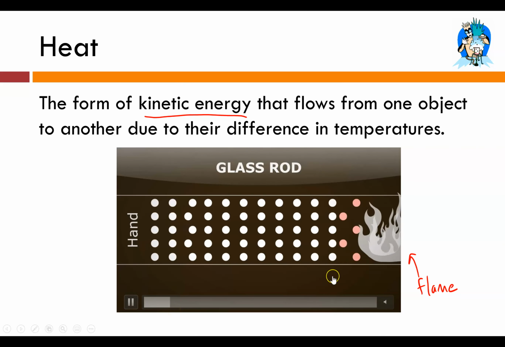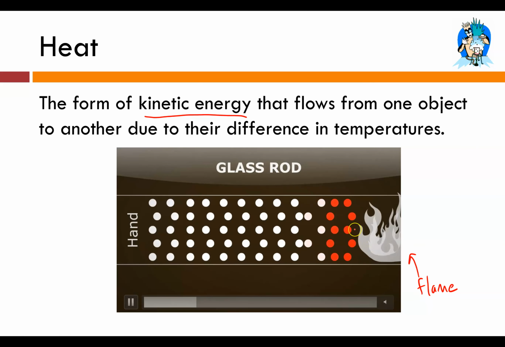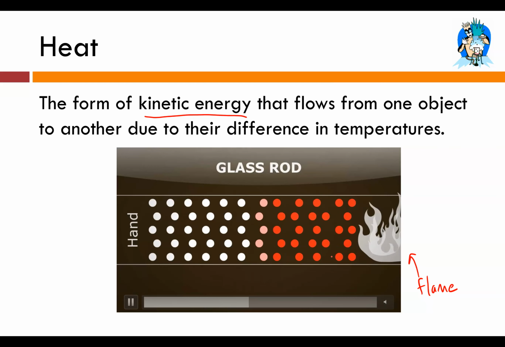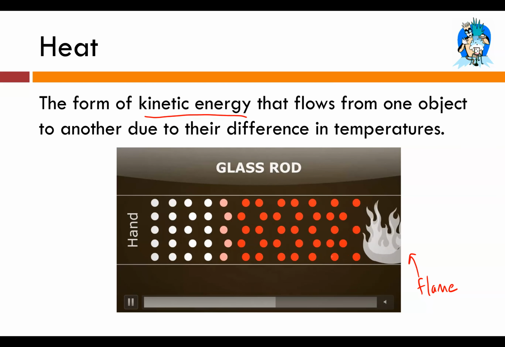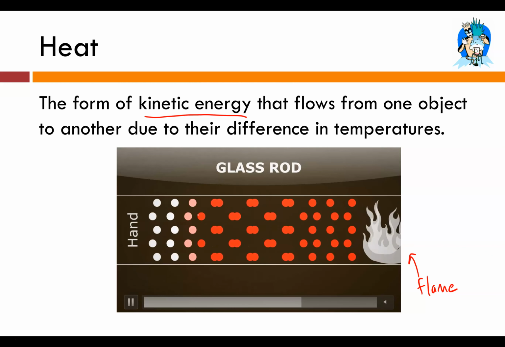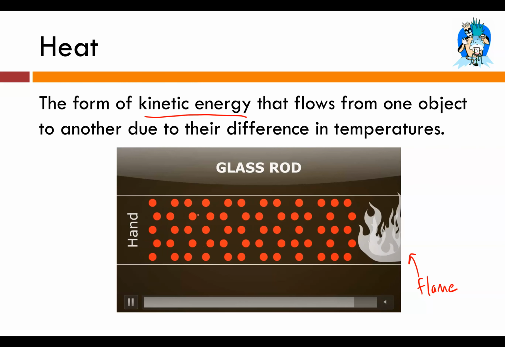Everything's kind of vibrating in place in the solid phase. The particles that are closest to the flame have turned red, meaning they're moving faster, and they're colliding into neighboring molecules. We can see that transfer of energy happening molecule by molecule, moving from right to left until eventually it gets to the side that you're holding, and then you potentially feel a burn or at least an increase in temperature. That's what heat is. It's that movement or flow of kinetic energy from a hot substance to a cooler or cold substance. And we will always see kinetic energy moving from hot to cold.